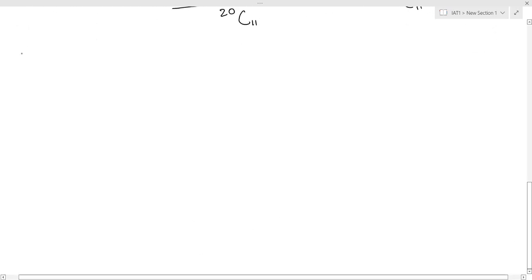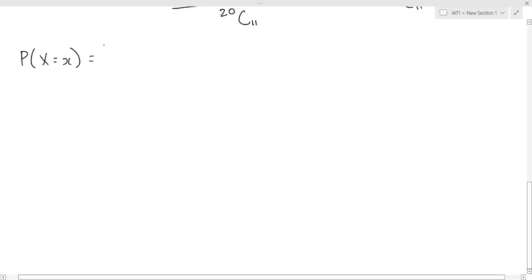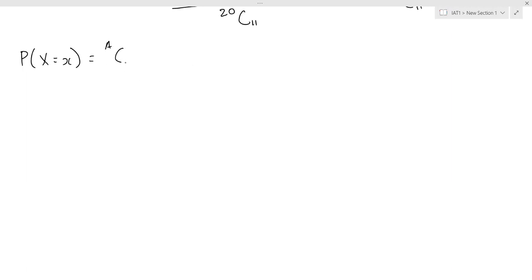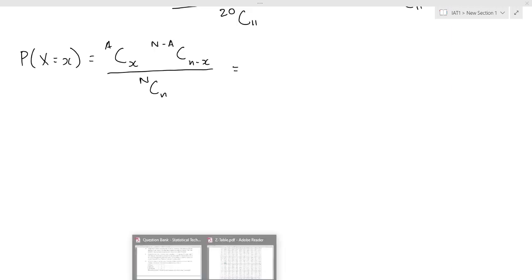Before solving, we will first write the formula again. Probability of X equal to x is equal to what? First of all, sorry, probability of X equal to x is equal to aCx into N minus a C n minus x upon capital NCn. Right? This is our formula. So what is the next question?